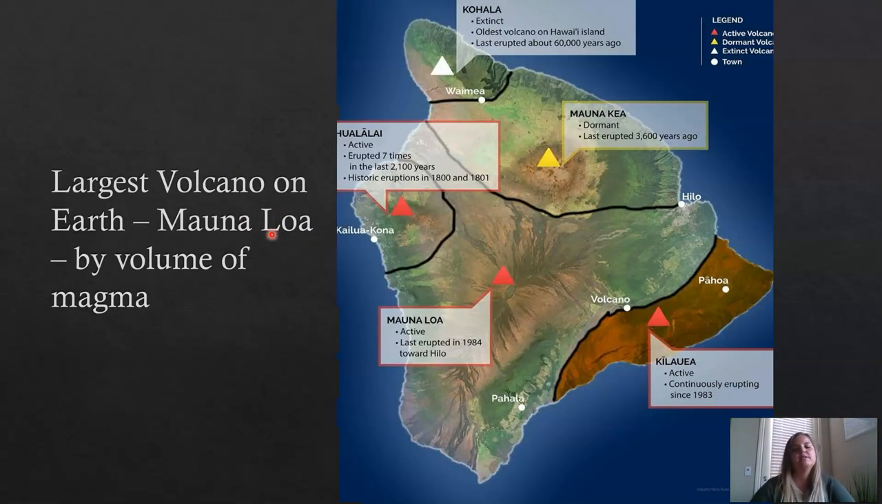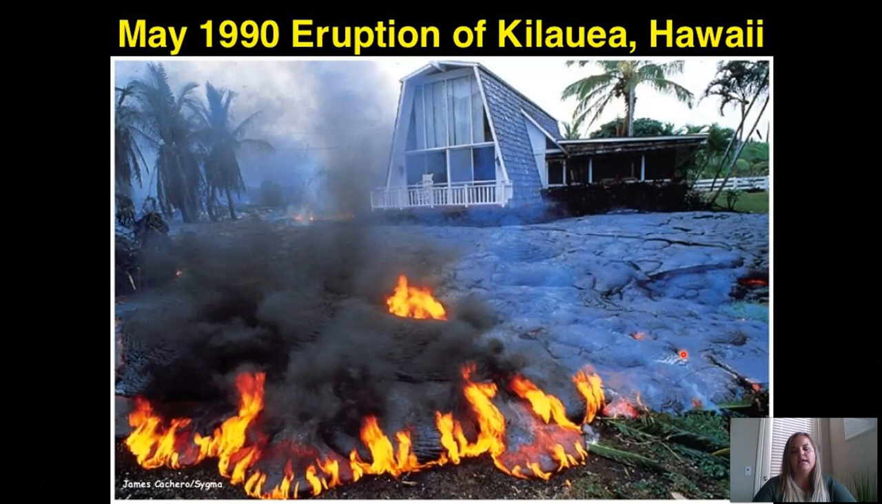But as far as magma volume that has been produced, Mauna Loa has produced the most magma of any of the volcanoes on the Hawaiian Islands. The most active right now is Kilauea, which is down over in the southern, southeastern portion of the Big Island. Kilauea has had quite a few eruptions in the last 30 years or so.